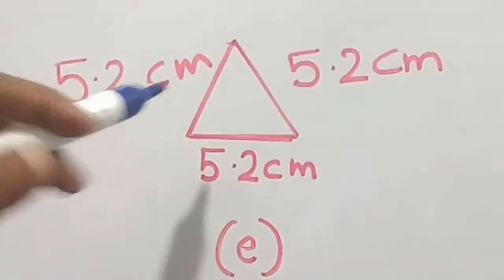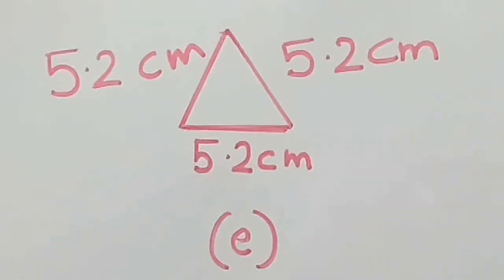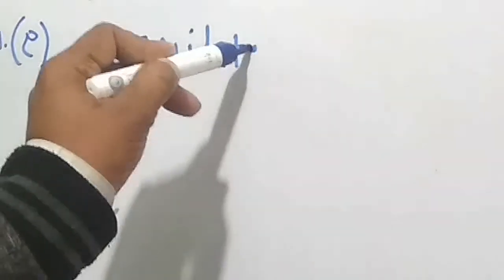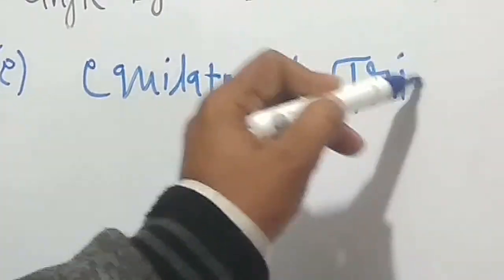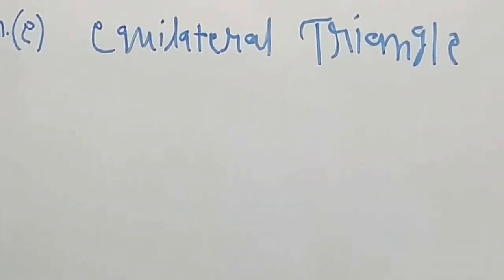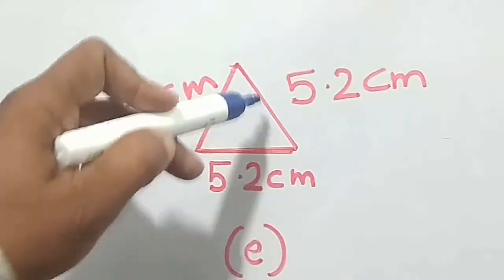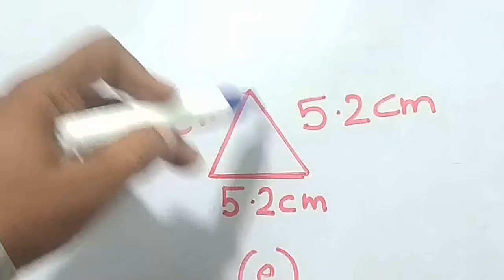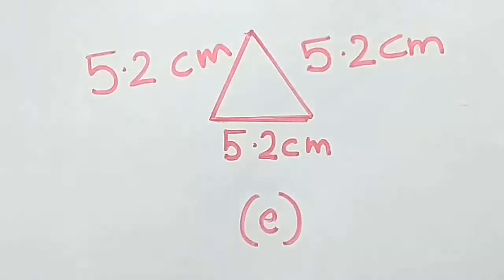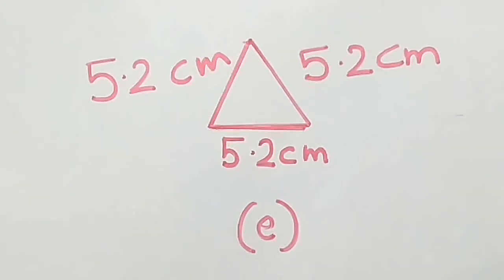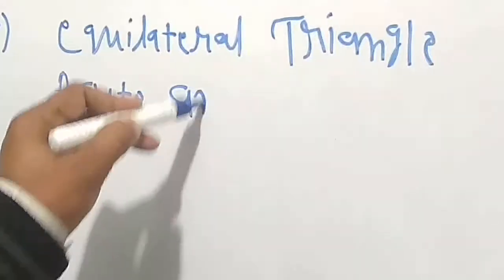In this figure, the measurement of all these three sides is same, so it is an equilateral triangle. And in an equilateral triangle, this is an acute angle, less than 90. It is also an acute. This one is also an acute. So all the three angles are acute, meaning less than 90 degrees. So we can write here it is an acute angle triangle.